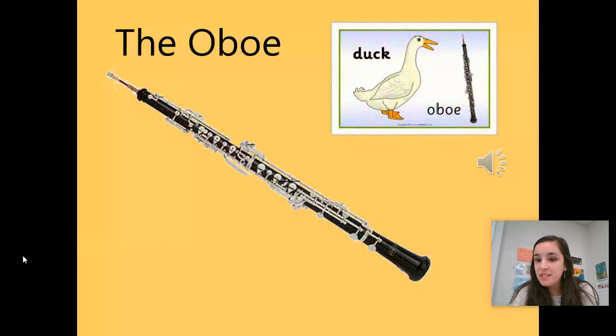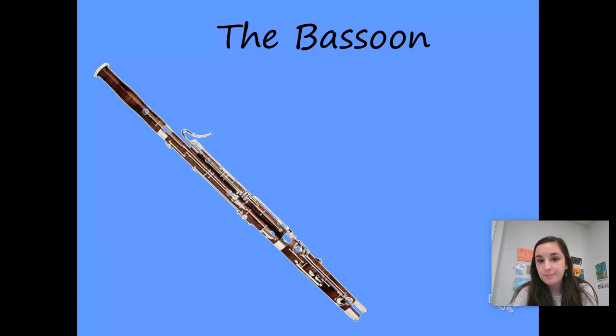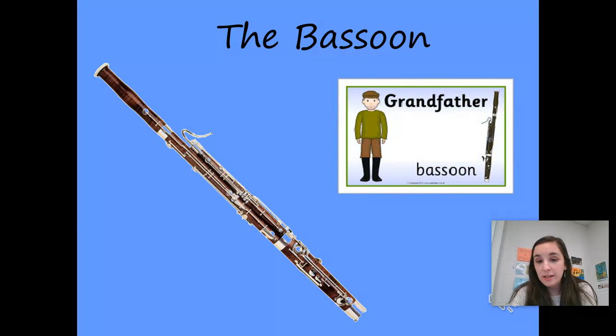And then we have the duck, another character in Peter and the Wolf. And the duck is played by the oboe. And another character is the grumpy grandfather. And the grumpy grandfather is played by an instrument called the bassoon.